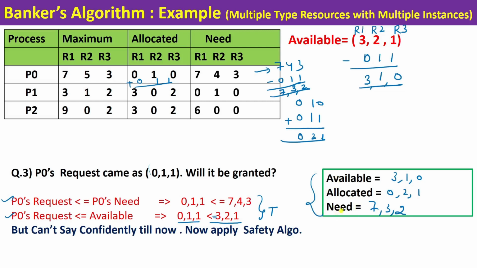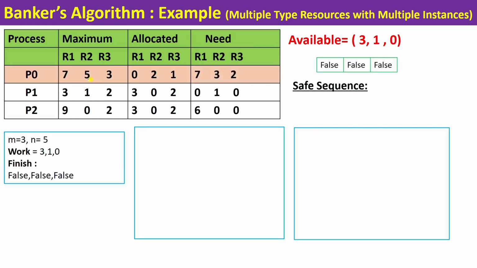Okay, now let's update these values. So here I have updated all the values of the allocated, need, and the available one. Okay, so now we have to apply the safety algorithm. So what does it mean? So we have to now see that after granting the request, this is the state of our system. Now this state of our system represents the safe state or not. We have to find this.